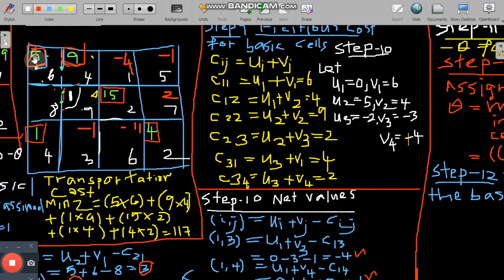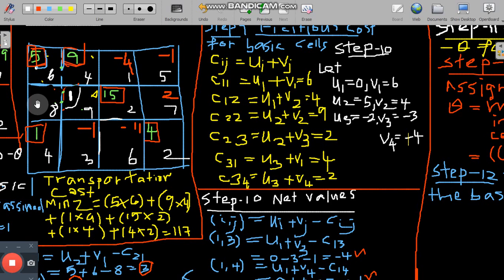So here, C11 is a basic cell, so C11 equals U1 plus V1 equals 6. Then C12 is the next basic cell. C12 equals U1 plus V2. In that cell, 4 rupees is the transportation cost from here to there. Similarly, 6 is the transportation cost from this place to this particular destination, so we have written that 6 here for C11.